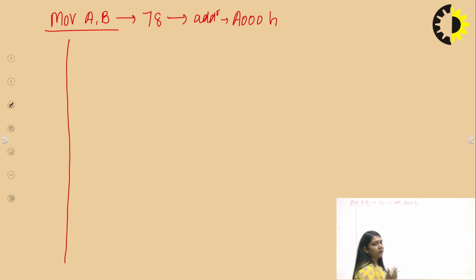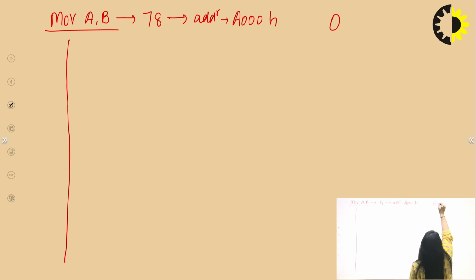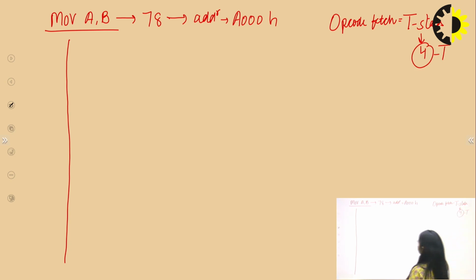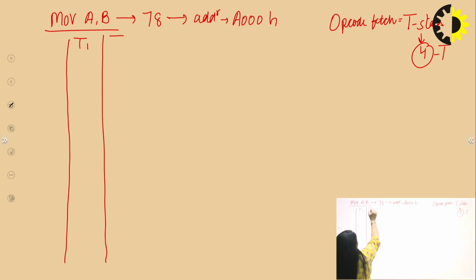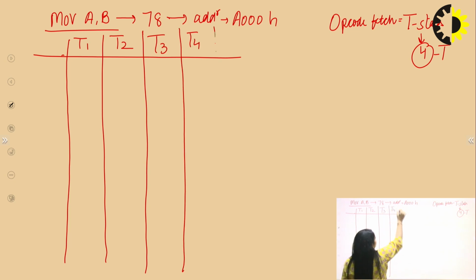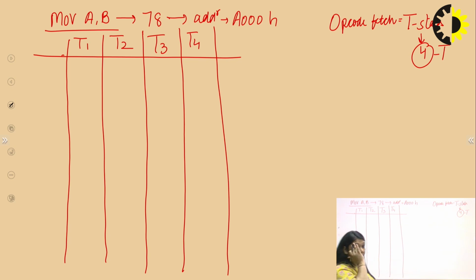How many T states are required for opcode fetch? That we know. For opcode fetch, I will be needing 4 T states. So T1, T2, T3, T4. Now the second thing we require for any device to operate is clock.